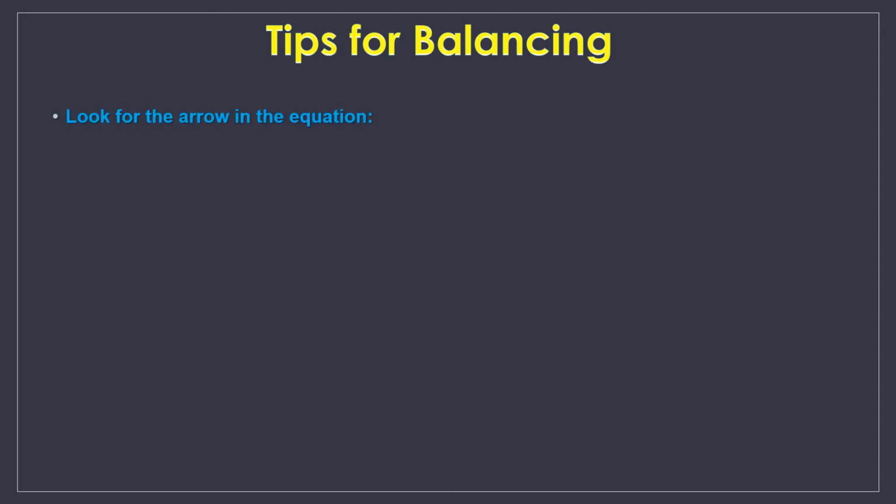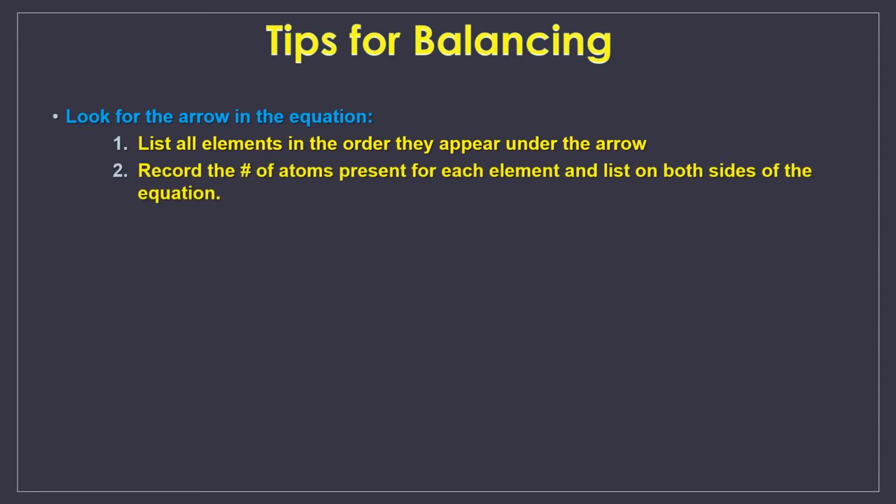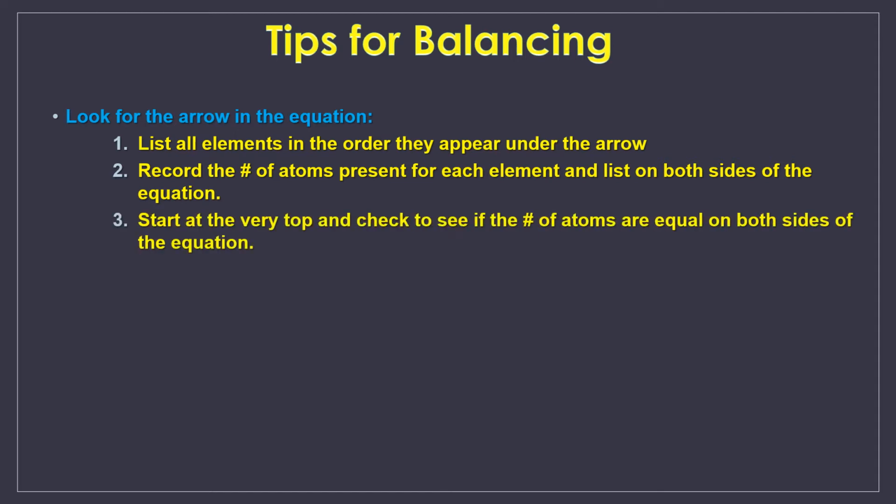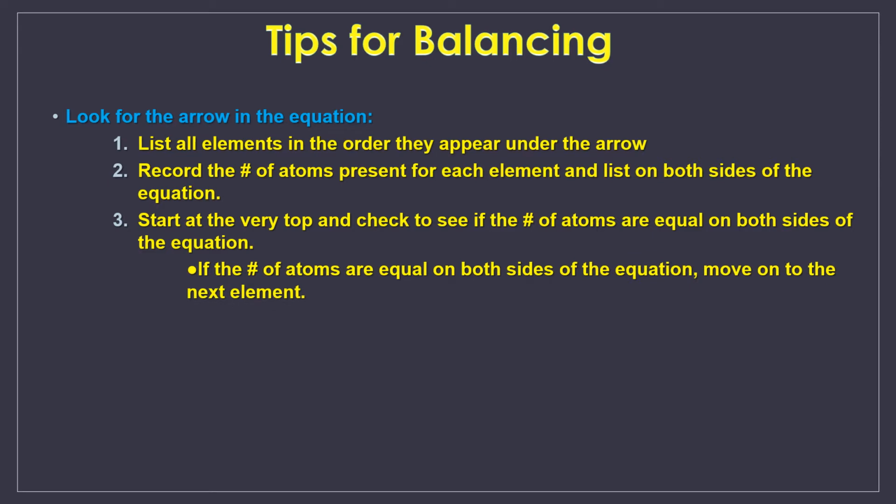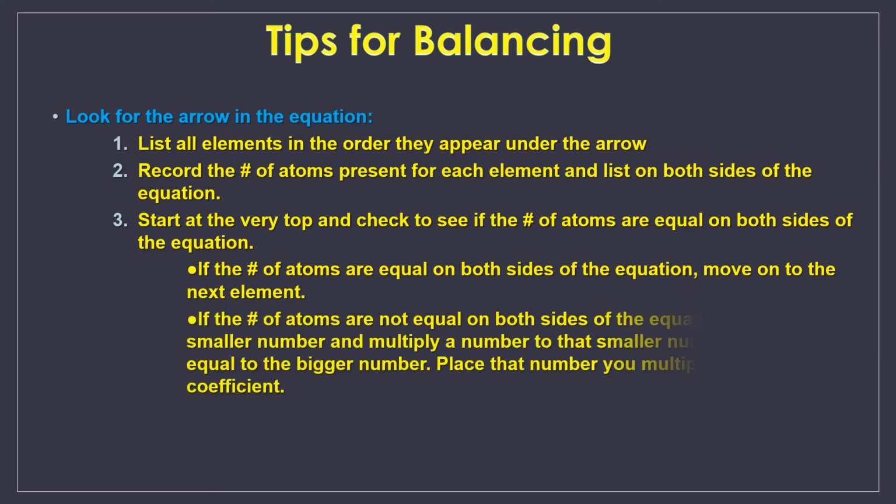The first thing you guys should do is always look for the arrow in the equation. You will list all the elements in the order they appear under that arrow. Number two, you are going to record the number of atoms present for each element and list them on both sides of the equation. Start at the very top and check to see if the number of atoms are equal on both sides. If the number of atoms are equal on both sides, move on to the next element.